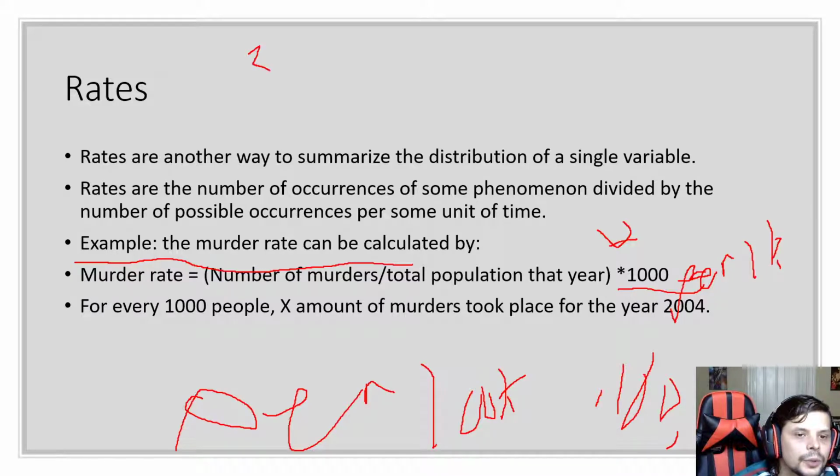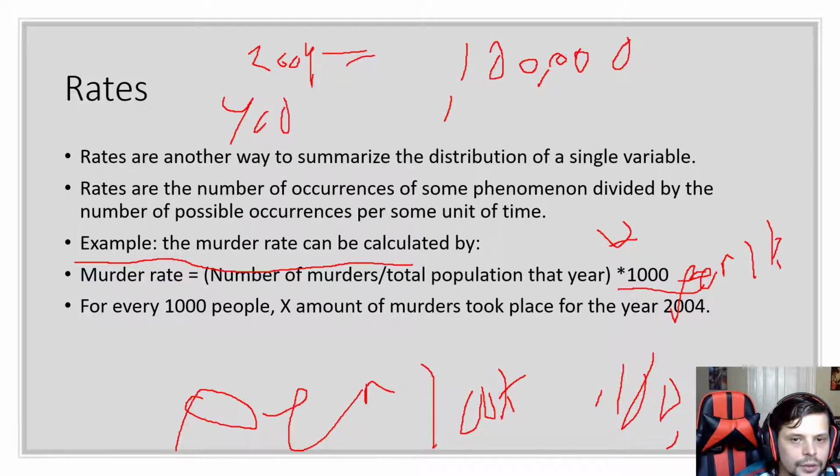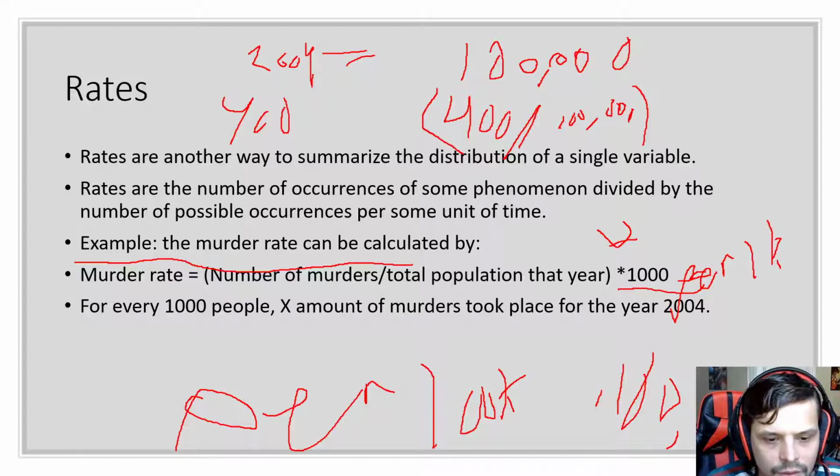In other words, you would grab the population for 2004 in the state of Kentucky, whatever that happens to be, right? So let's say it's, I don't know, 100,000. It's not 100,000, but we're just using this number, okay? And then we take the number of murders. Let's say, I don't know, 400 murders took place in the year 2004. So we would then take 400, divide that by 100,000, and that happens first, so it's in parentheses. So let's go back to the calculator.